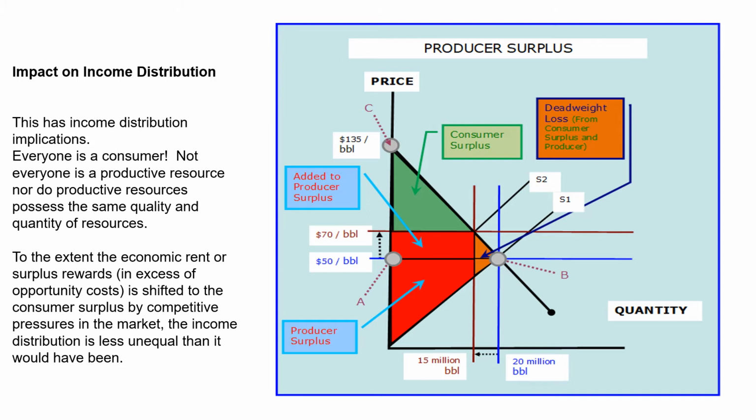So there are impacts, income distribution implications. Remember, when we talk about producer surplus, those revenues, if you will, the producer surplus, who does it flow through to? It starts at the firm, but it ends up at the household as owners of those productive resources, whether we're talking about labor, entrepreneurship, capital, or land, or any combination thereof.